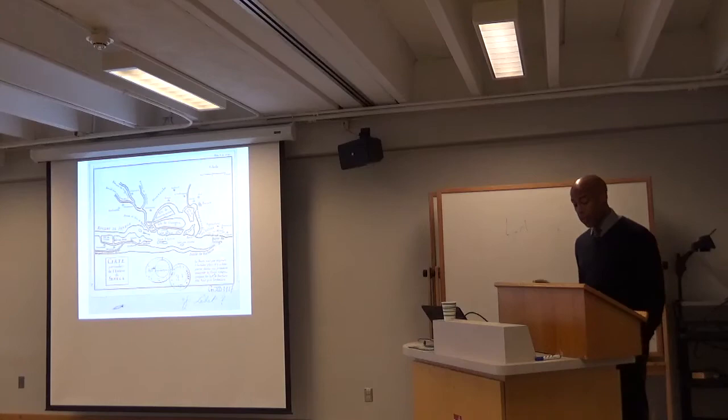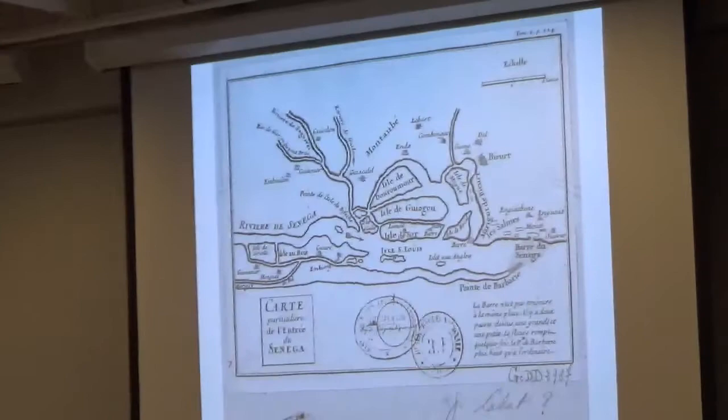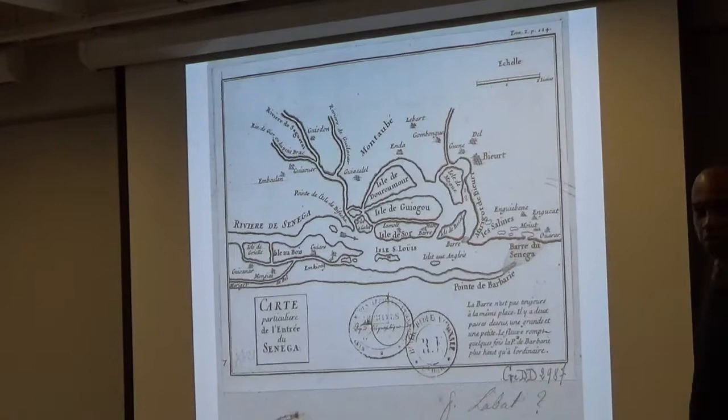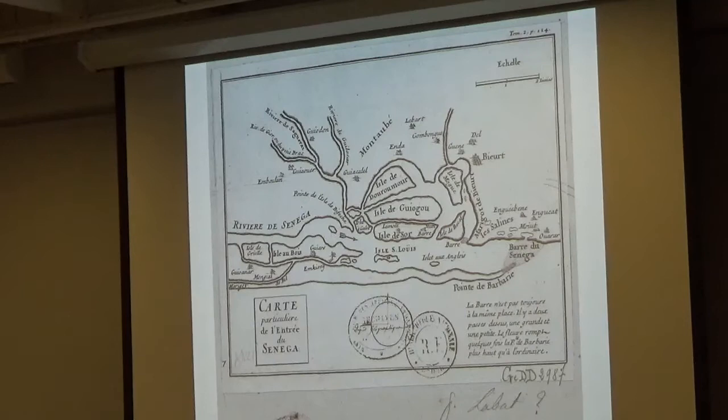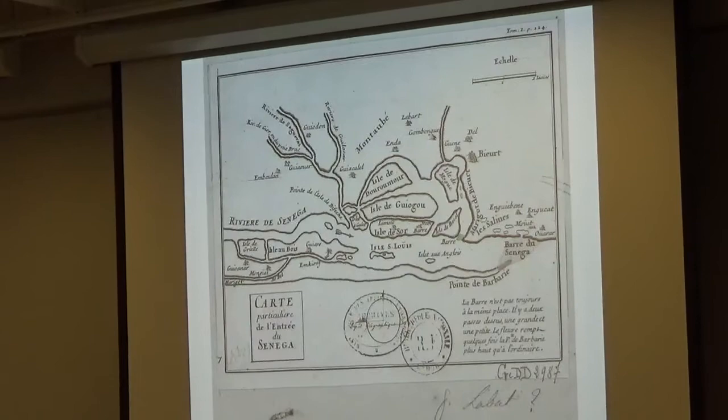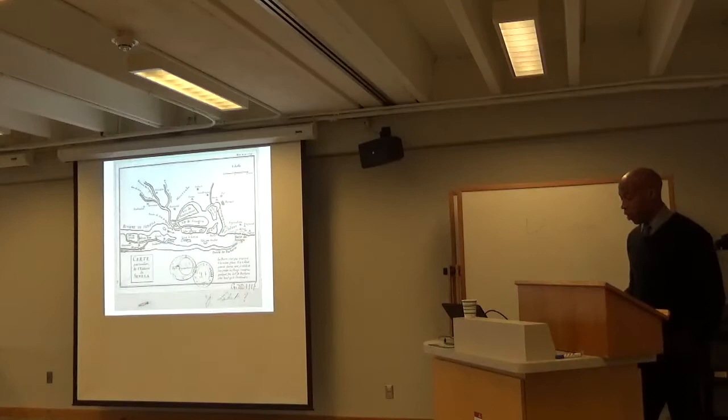And if you look at the right of this map from the early 18th century, you'll see the bar, the Senegalese bar, which I'll be referring to in a moment, is the island of Saint-Louis. The Kingdom of Wallo is based on the mainland, in the Senegal Valley. To capture the island of Saint-Louis, the British fleet first had to reach it. The bar between the Senegal River and the Atlantic Ocean made this no easy task.